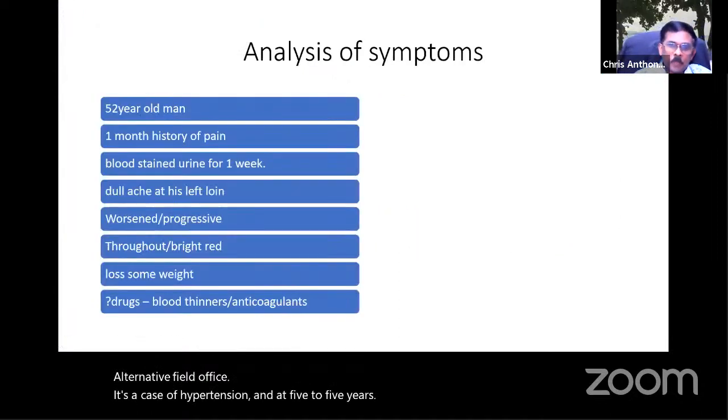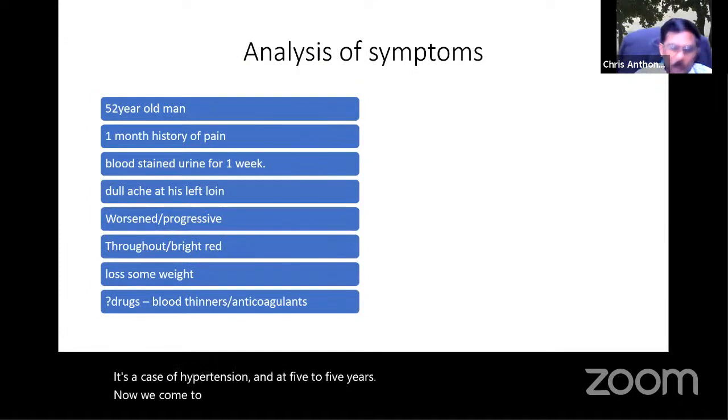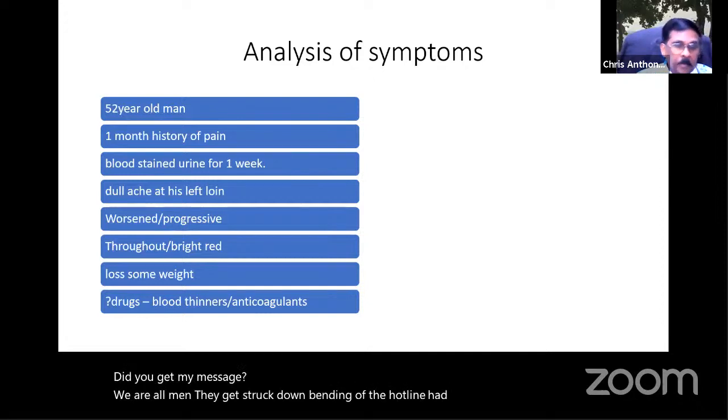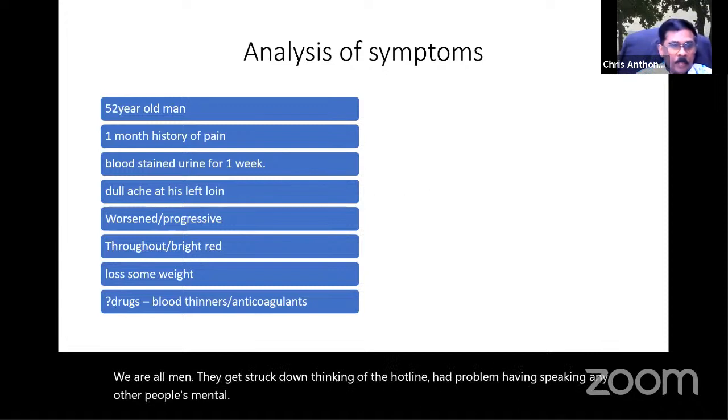Okay, now we come to analyze the symptoms. I think it's quite straightforward. So you have a 52-year-old man, 1 month history, blood-stained urine, dull ache, worsening and all that. One more history you have to get from this patient is whether he has had stenting of the heart done, heart problems, whether he's taking any anticoagulants or blood thinners or not. Very important, which is not mentioned. Hopefully, supposedly he doesn't have all that.